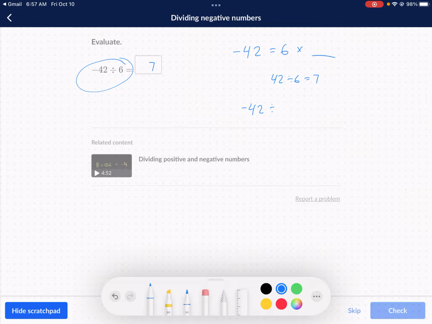But what if we have a negative 42 divided by 6? It can't be the same thing. It's got this opposite sign in front, so it's got to have an opposite answer. The opposite of positive 7 is negative 7. So that's one consideration.